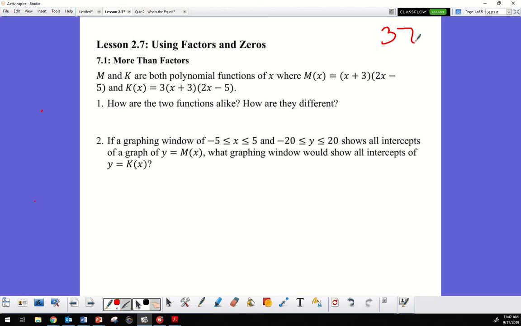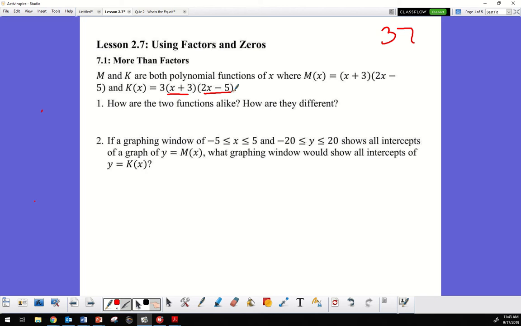So my first question is, m and k are both polynomial functions, where m of x is that, and k of x is that. First, how are they alike? Okay, so they both have those. What did we call these things right here? What did we call those yesterday? Factors. Very good. Those are the factors. They have the same factors.